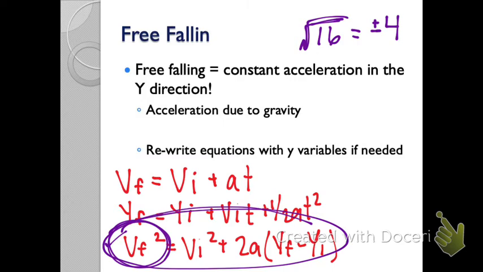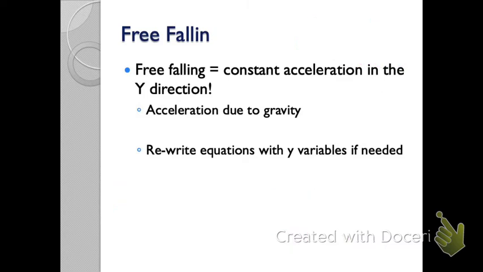Because if I did this problem and my object was moving down, my answer would have ended up being negative 4 meters per second. Right? That's just something I want us to be thinking about as we're working through this. Okay? Let's go ahead and try one here.